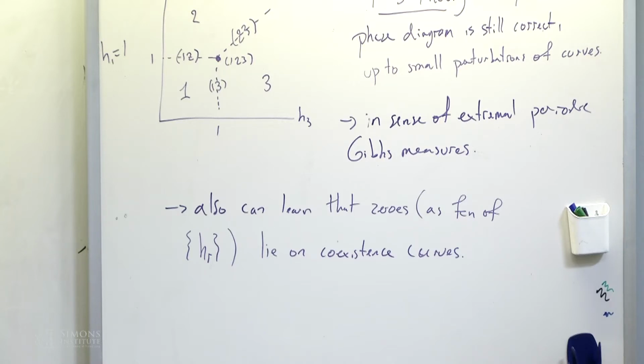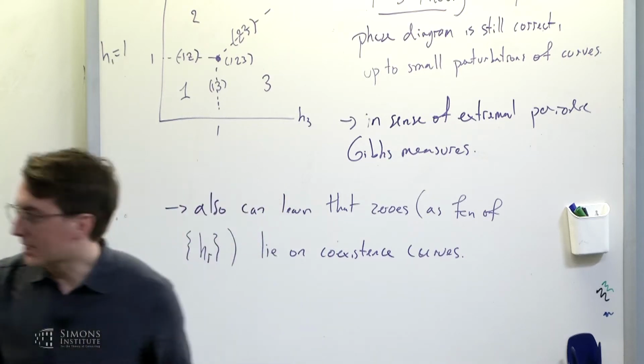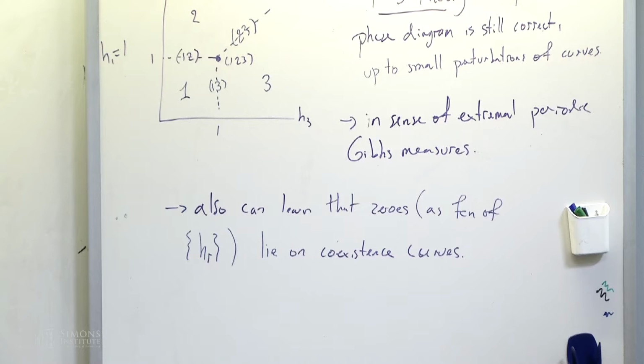Okay, so now is a good time, if there are any questions about what a phase diagram means or what Pirogov-Sinai theory does, that you ask me, because I want to spend the rest of the time explaining how you use this idea to study the high-density hardcore model on Z^d.